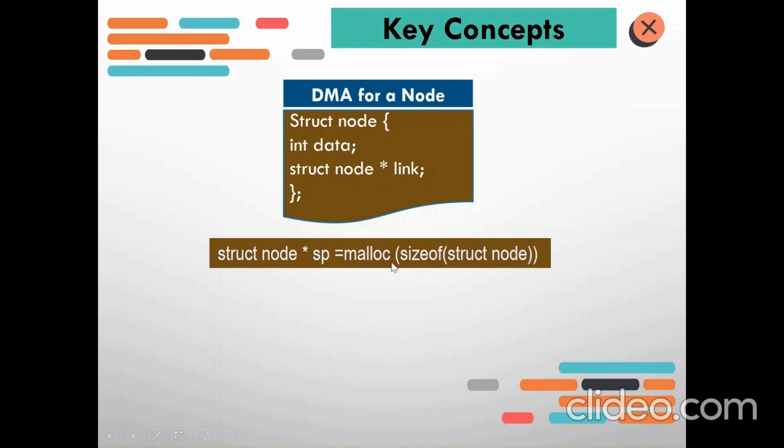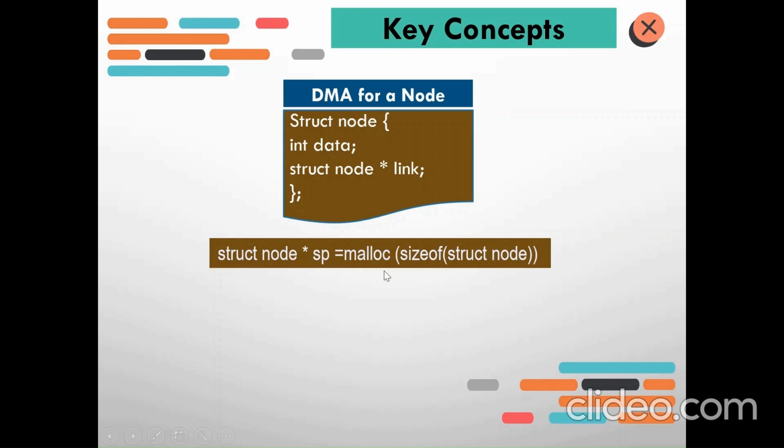So malloc of 4 means allocation of 4 bytes should be done, and the starting address would be stored at sp, which is a pointer variable of the type struct node. As I just discussed, you can take it as a trick that this sp's type should be the same as what you are writing within the brackets of sizeof. Within the brackets I have written struct node, so this sp would be a pointer of that type.